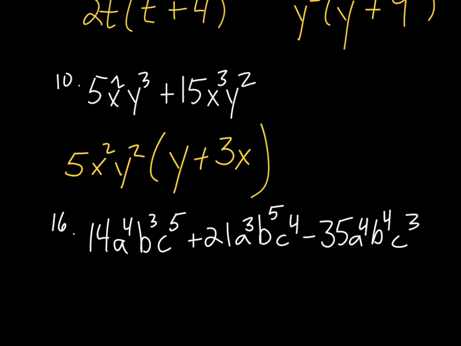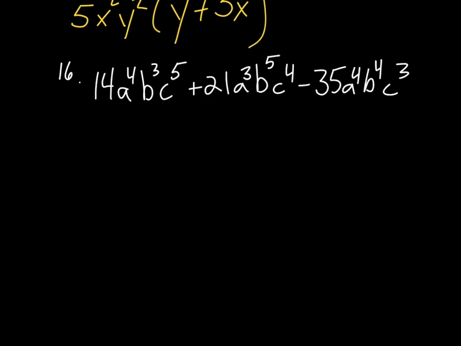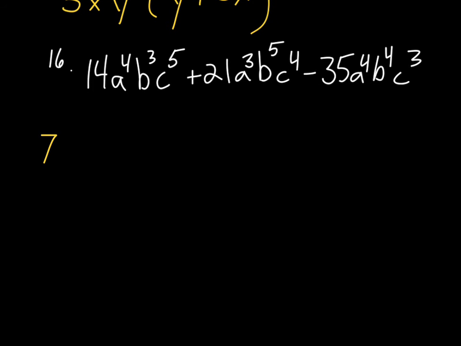All right. One thing at a time, right? We're looking just at 14, 21, and negative 35. 7. All right, how many a's can come out of all of them? 1. Is that okay? Yeah. How many b's? 1. How many c's? 1 of them. Is this okay with everybody? Yeah. How many terms should be left on the inside? 3. Every time there should be the same amount of terms.